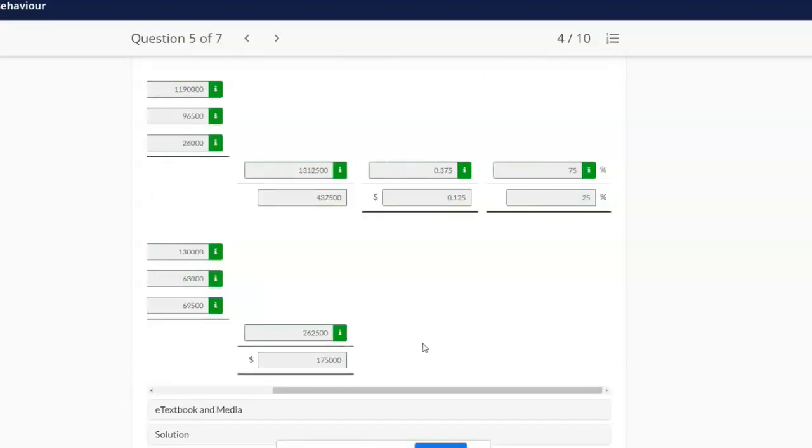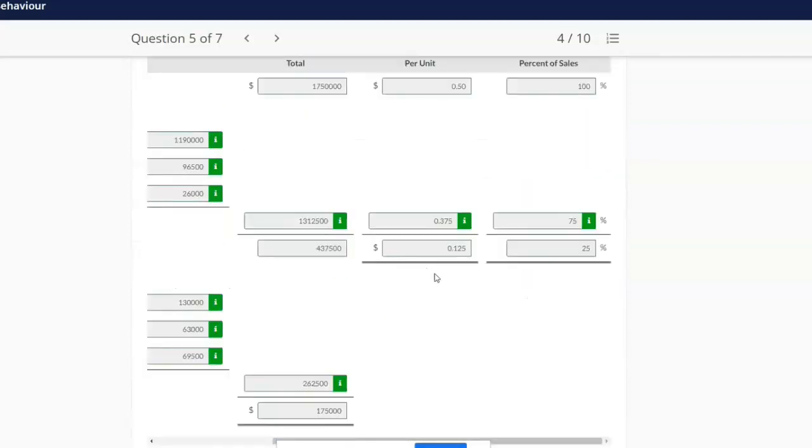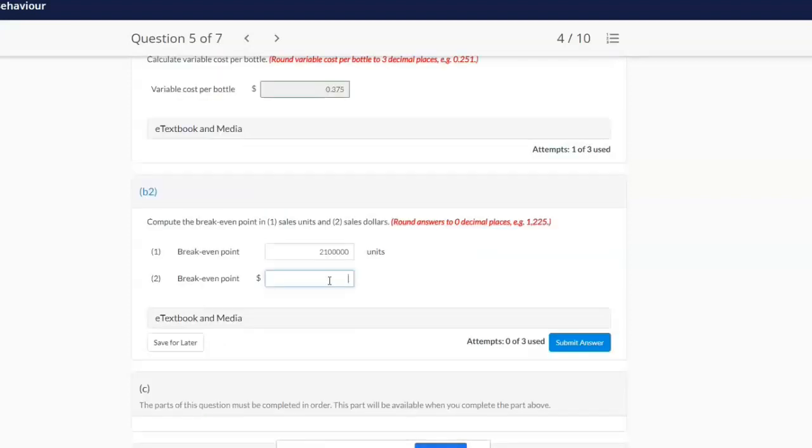We just did the contribution margin ratio, which was 25%. Divide by 25%. What do you get? 1050.23.